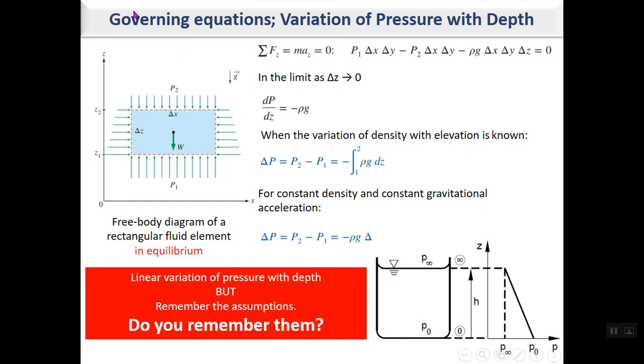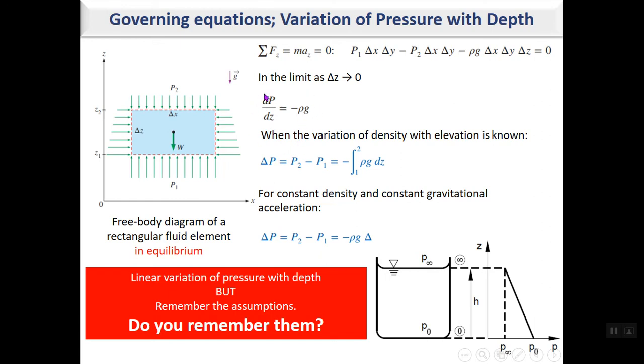If you have a static fluid or a stationary fluid and take an element like this and show the free body diagram and write Newton's second law, as there is no acceleration, then sigma F will be 0. If you write the equation as you can see here, you'll reach this conclusion. In the limit as delta z goes to 0, you'll reach the conclusion that dp over dz is minus rho g.